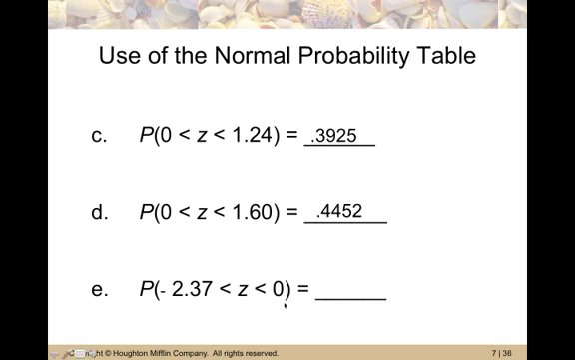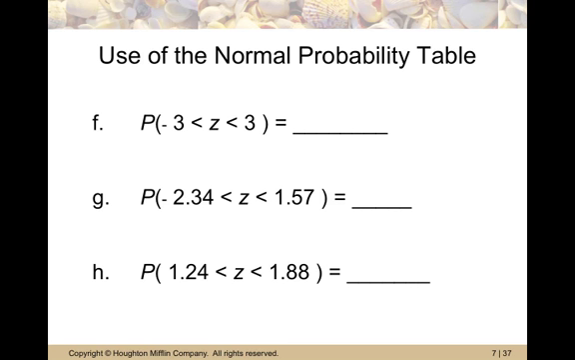Now, for the next one, you're going to do the area to the left of 0, so 0.5, minus the area to the left of negative 2.37, and that's going to give you 0.4911. Between negative 3 and 3, same process. Kind of gets a little overkill here. If you get confident in this, then feel free to move through it kind of quickly.